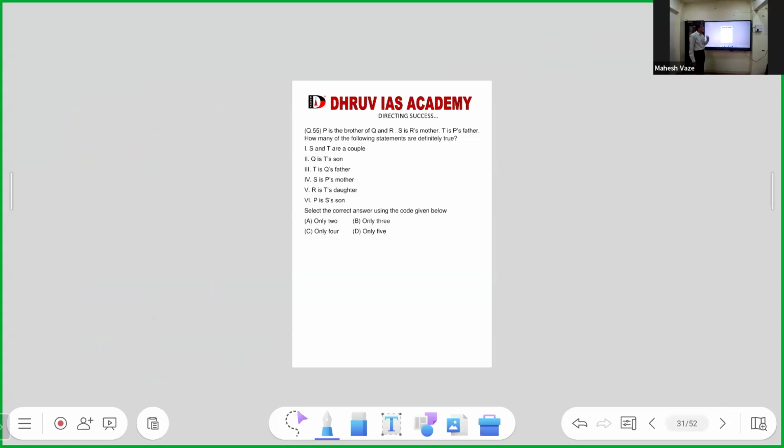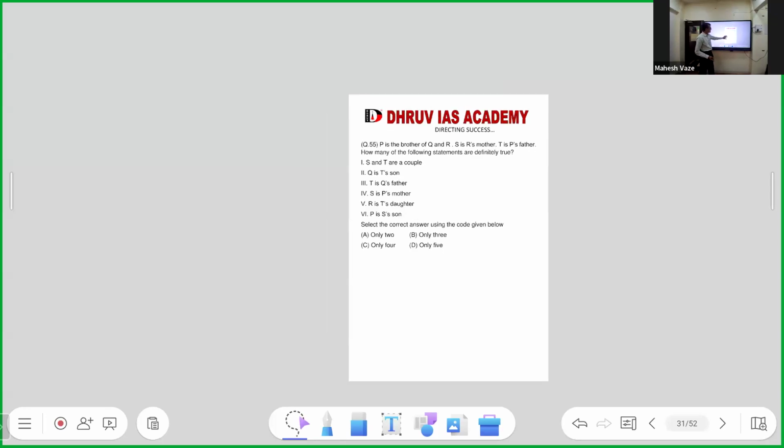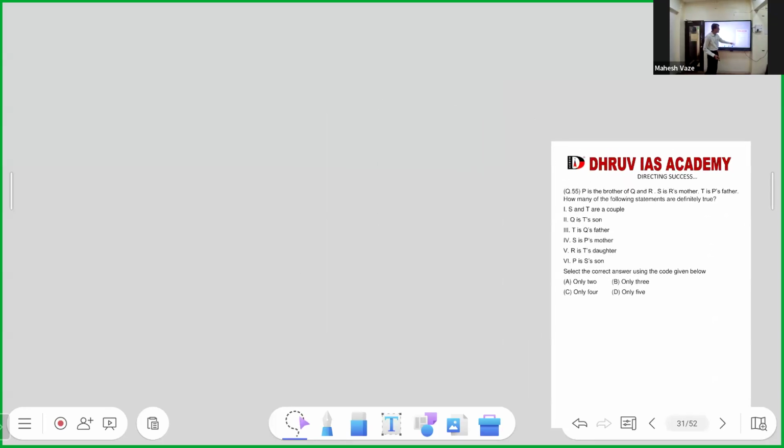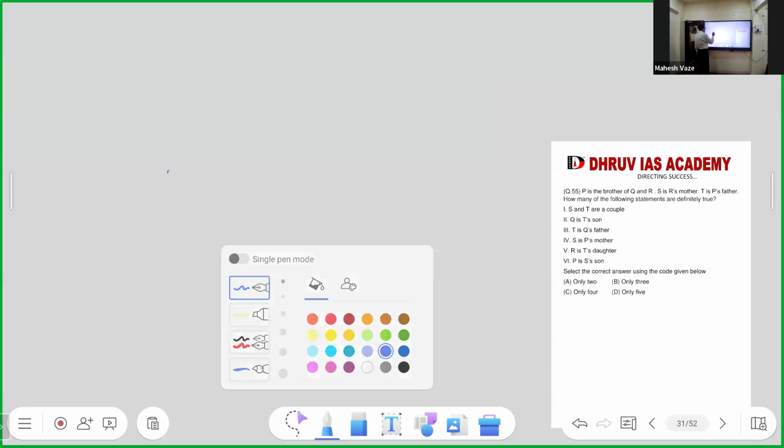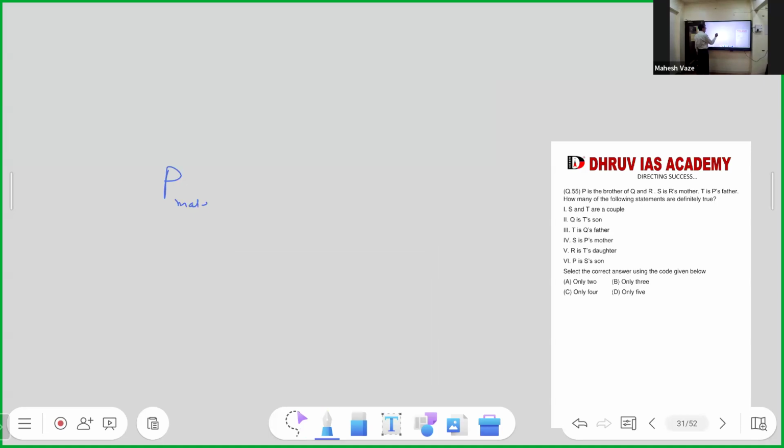Okay, next. P is brother of Q and R. So this is based on blood relationship, a family relationship problem. P is brother of Q and R. S is R's mother. T is P's father. How many of the following statements are definitely true? So here also we will have a family chart or tree. See, P is brother of Q and R. That means they are the children of the same couple, same family.